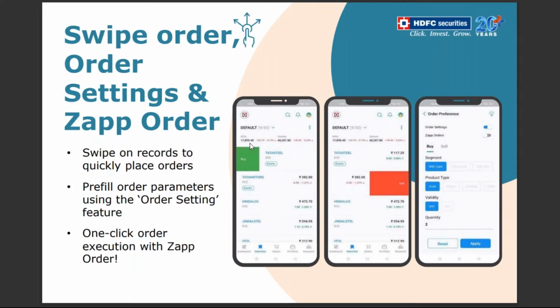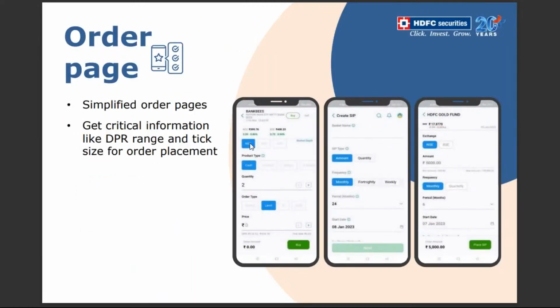The faster execution is more easy for intraday players. That is the most required option for placing orders in a faster way for traders, because on the go we need to place the order. So if you're standing at a signal also, you can place the order, and at that particular speed. So that is the advantage of the zap order or the swipe order. So you can enjoy this benefit while you are placing the order, so that you can enjoy the faster way of execution. Next is the order page.